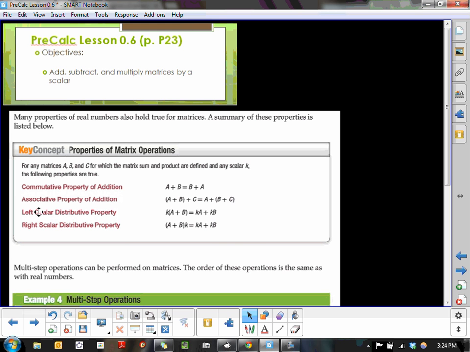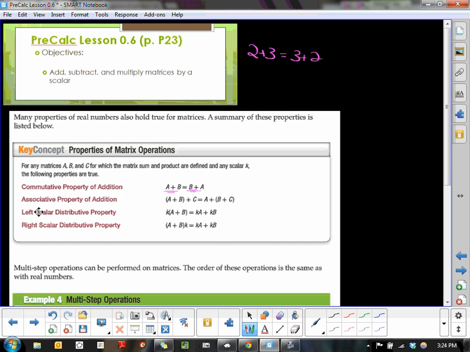Just a quick review of the commutative property. The commutative property says that we can add them in any order. So with real numbers, we're saying that we could take 2 plus 3, and it will be the same as 3 plus 2. There's no difference. And when we add matrices, we're adding corresponding elements, so it doesn't matter what order those elements come in, we should get the same answer.